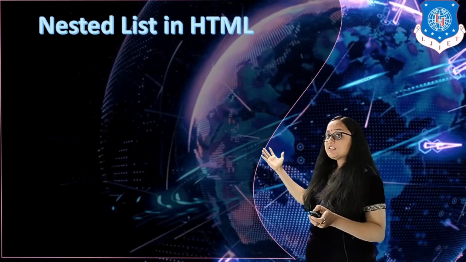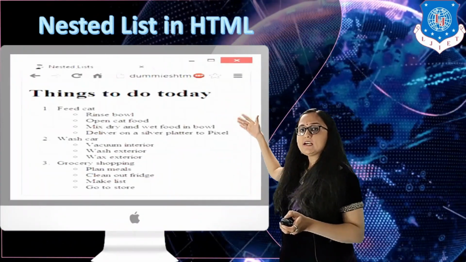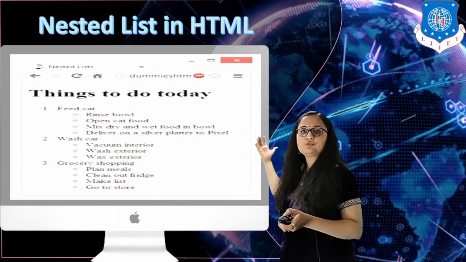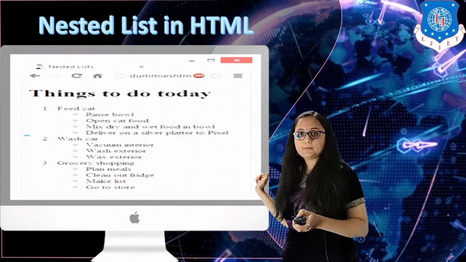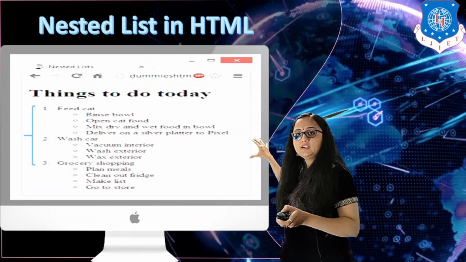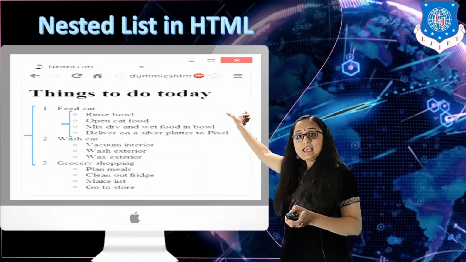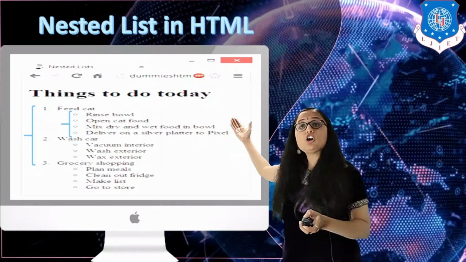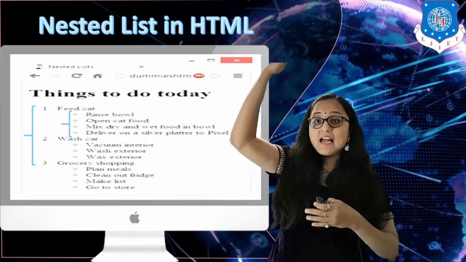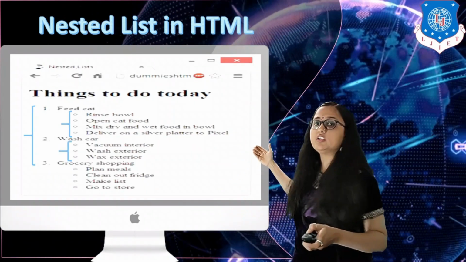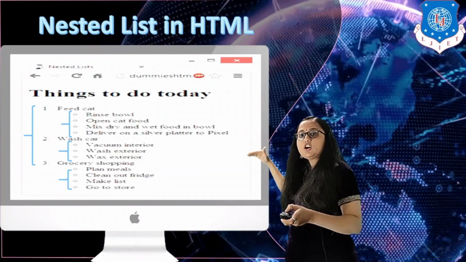Okay, the next is nested list in HTML. Now what if I want a nested list? So for example, this is a website in which I have written things to do, and you can see that the major things are listed in numeric pattern. Okay, so this is the main list, 1, 2, 3. But in the first list item, I have a second list, which is an unordered list. So basically my parent list is an ordered list, and inside the list items I have an unordered list. So in each LI which is present in the ordered list, I have a separate unordered list.